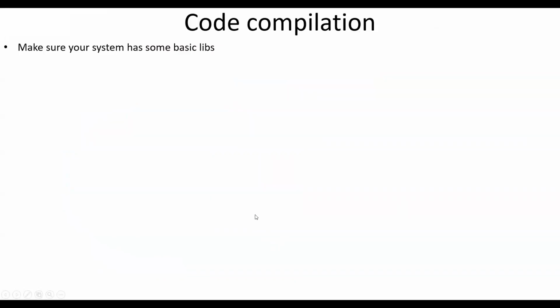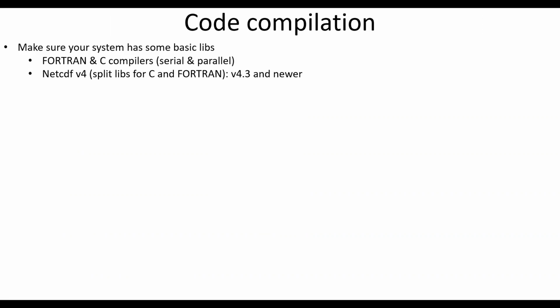Okay, so let's go through the very first step, how to compile the code. And to compile Schism, you need some basic libraries. Okay, so these libraries include Fortran and C compilers. Of course, you need that. You need both serial and parallel versions. Okay, and you also need the NetCDF library. We use newer libraries, version 4.3 and above. The reason is that starting from 4.3, the NetCDF library is split into two libraries, one for C and another for Fortran. That's the one we use.